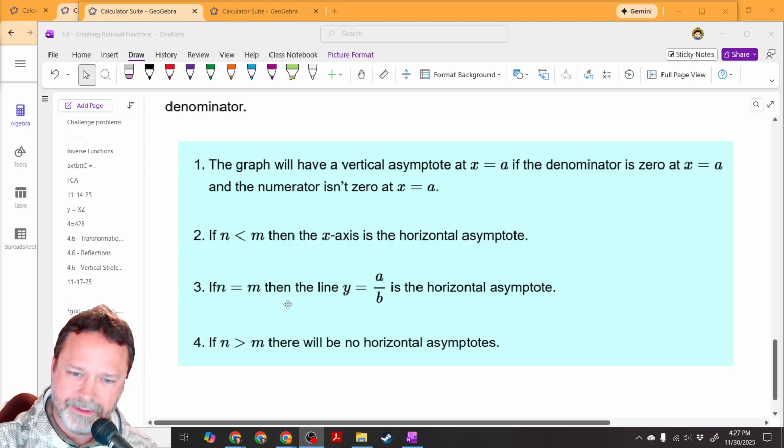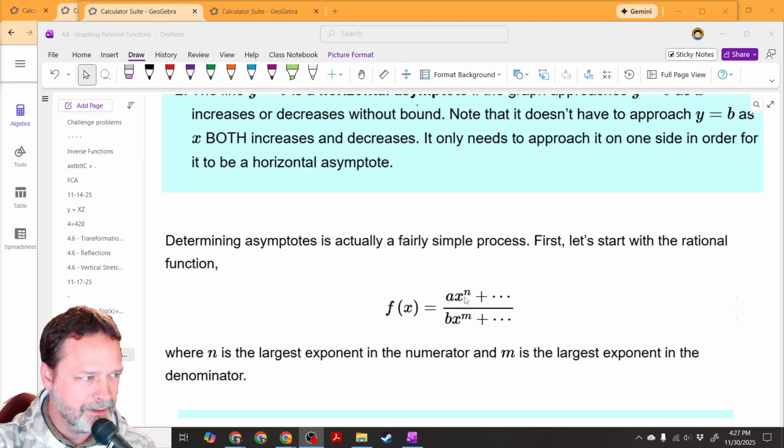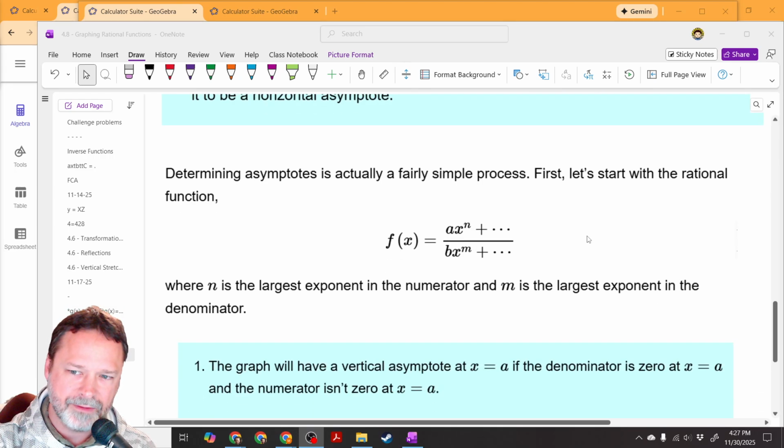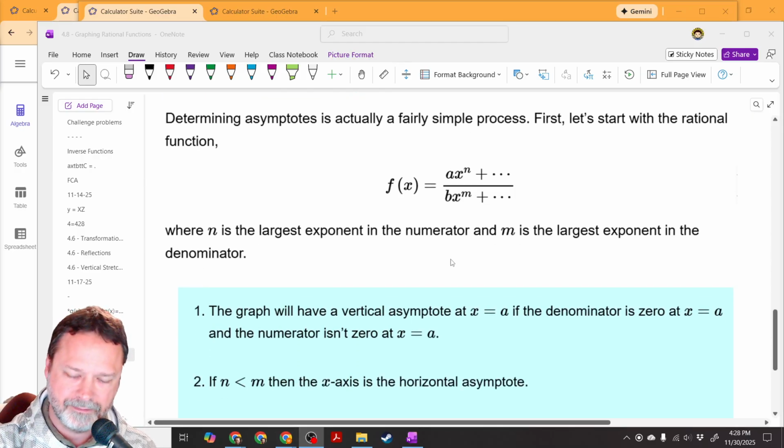If n equals m, in other words, they have the same degree, then neither one really outdoes the other. Neither one gets a lot bigger faster than the other. The numerator and denominator are going at the same pace, you could say, because the rest of the terms don't matter so much. It's these first terms, ax to the n and bx to the m, that control most of what's going on there.